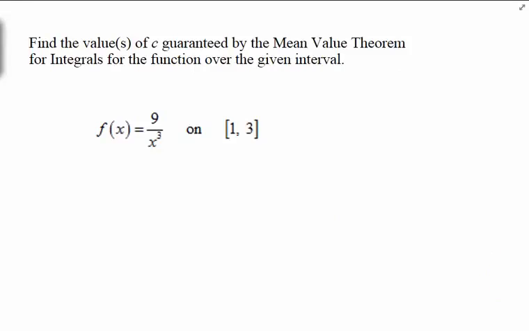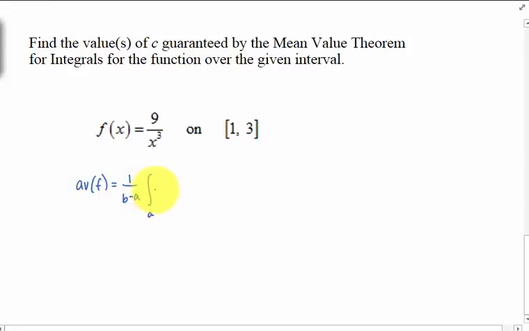Okay, here's our function. The first thing we want to do is figure out what the average value of that function is. So remember, your average value of your function is going to be 1 over b minus a times your integral from a to b of your function on that interval. So we're going to calculate this first, and then we're going to set it equal to our function. Alright, here we go.